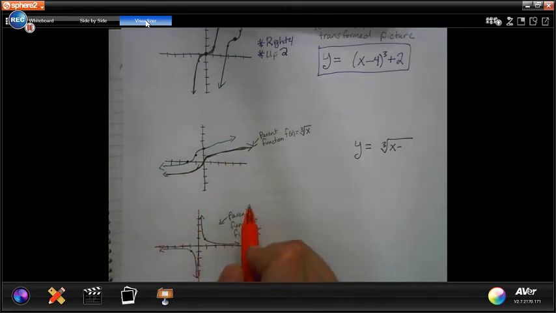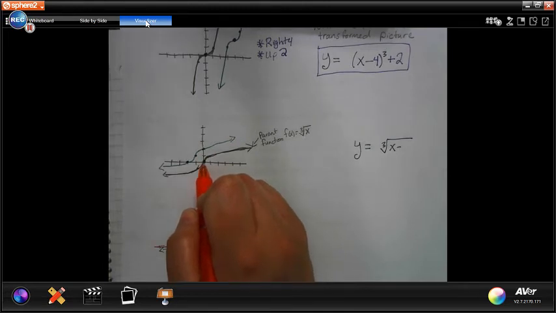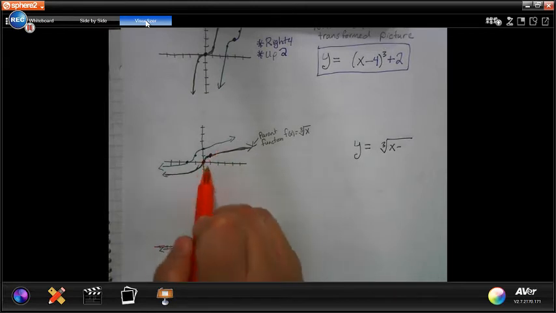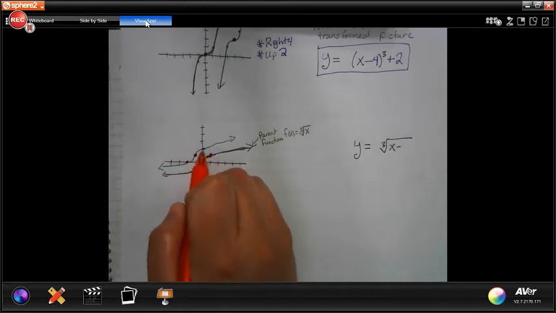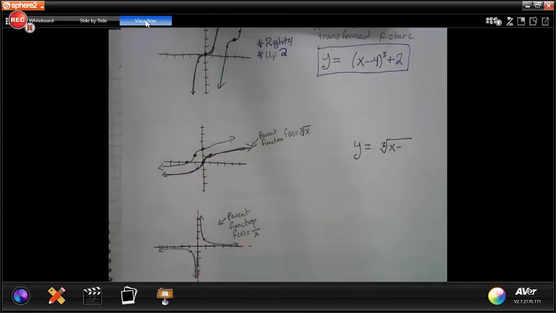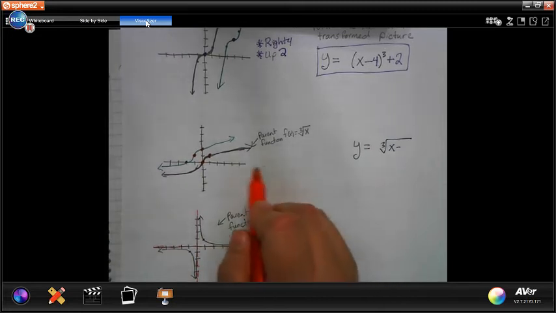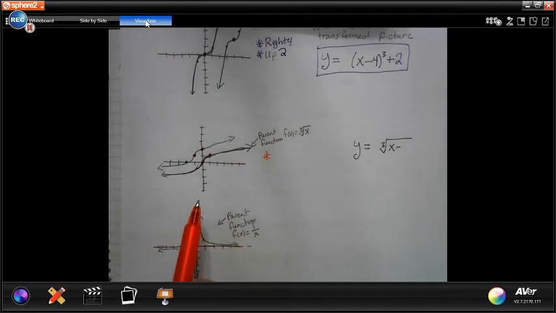Now to check if there is a vertical stretch or compression, use the center point, compare it with the first points, so that is over 1, up 1. So center point compared with the next point, over 1, up 1. They have the same. Since they have the same, there is no vertical stretch or compression. So we get, we just moved it left and right.